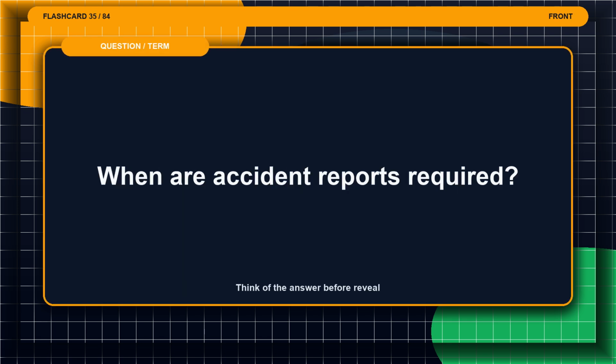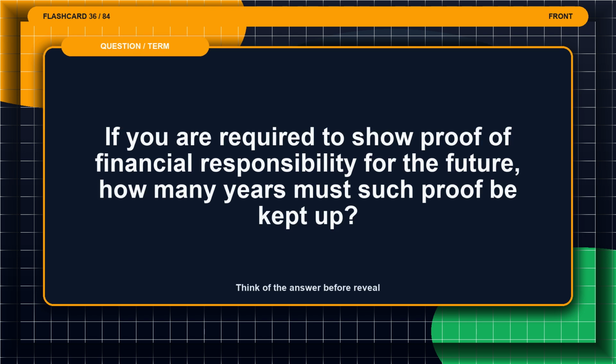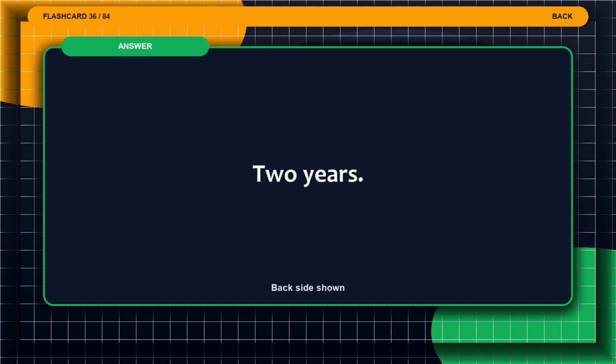Flashcard 35. When are accident reports required? Think of the answer before the reveal. The answer is, when a law enforcement officer hasn't investigated the crash. Flashcard 36. If you are required to show proof of financial responsibility for the future, how many years must such proof be kept up? Think of the answer before the reveal. The answer is, 2 years.